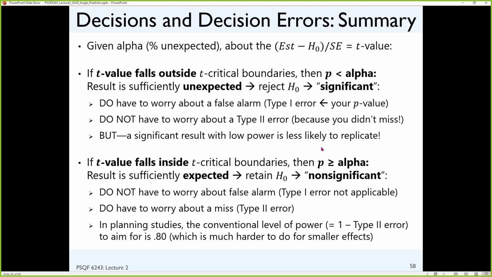Oh, everything I just said, pretty much, but with one extra point. So in terms of what you have to worry about under which scenario, you don't have to worry about all the problems. If you declare something significant, meaning the t-value falls outside the critical boundaries, you're into unexpected territory, that means the probability of finding that if the null hypothesis is true is less than the definition of unexpected you set via alpha. Then by declaring your result significant, you reject the null hypothesis.